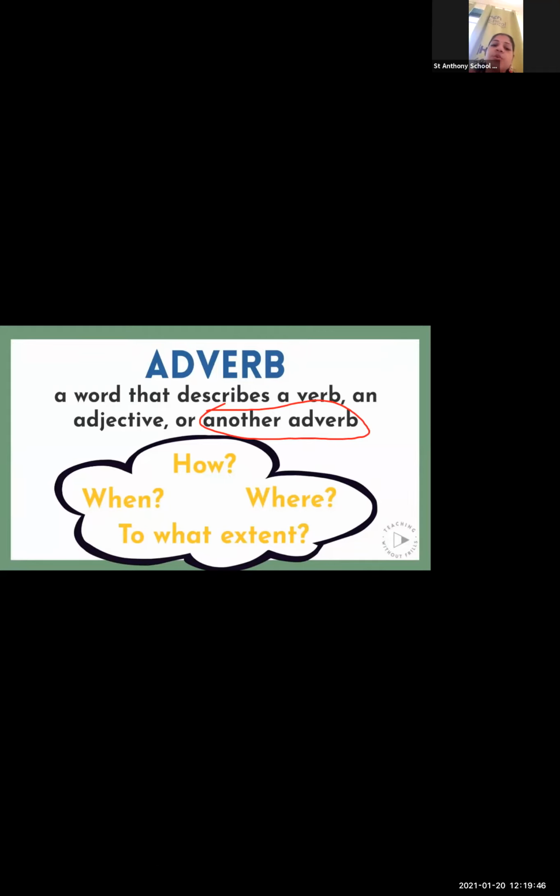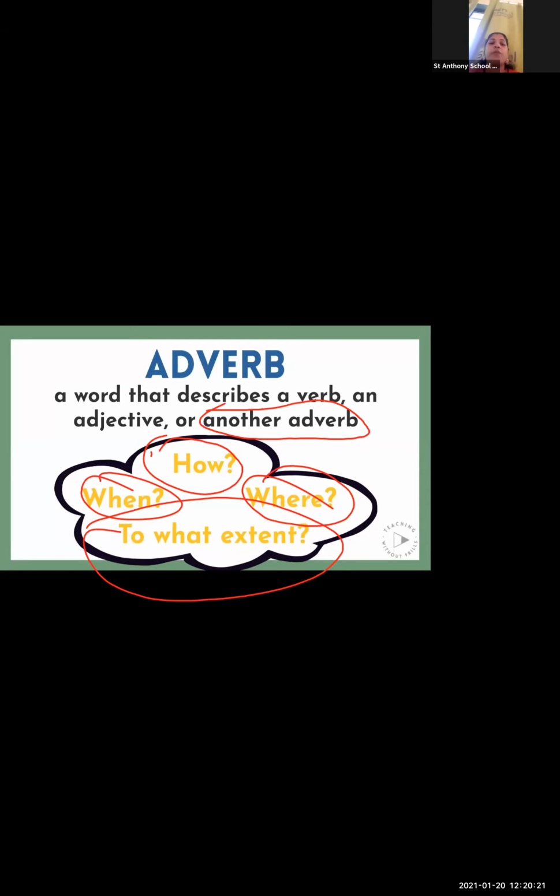Now, how can you identify the adverb? There are some questions which you can ask the sentence and you will get the answer of an adverb. For example, if you ask the sentence how, when, where, and to what extent it happens, that time you will get the answer of an adverb. For example, I am running. This is the sentence. But if I'm running fast or slow, I am running fast, I am running slow. So when I ask the question, how am I running? Fast.